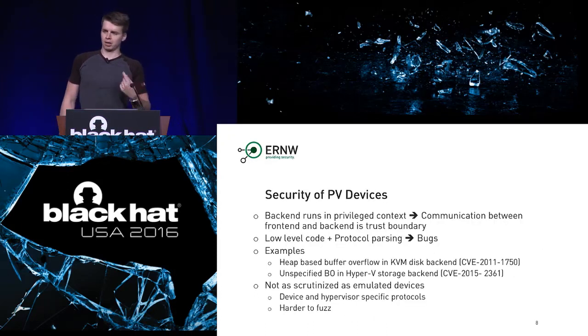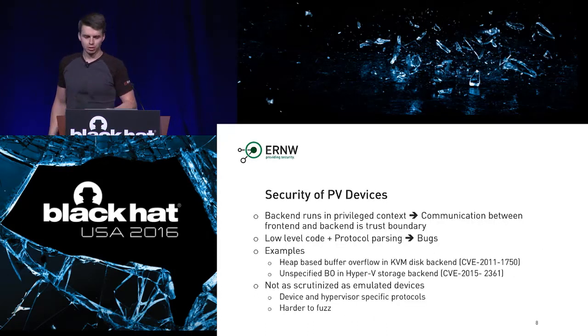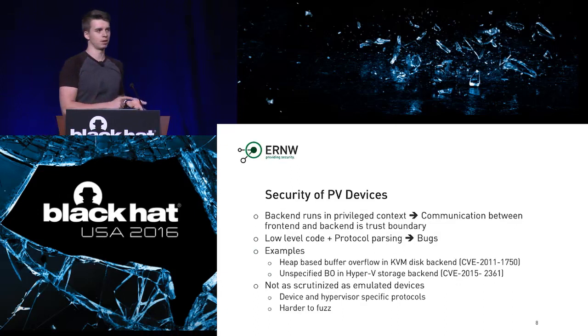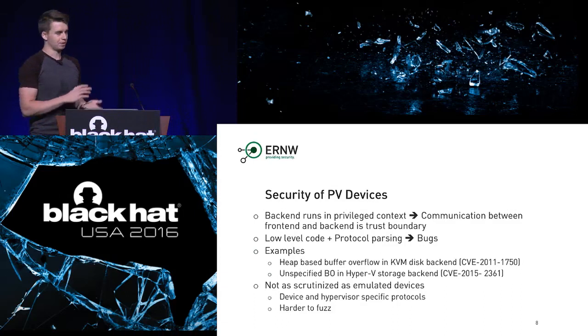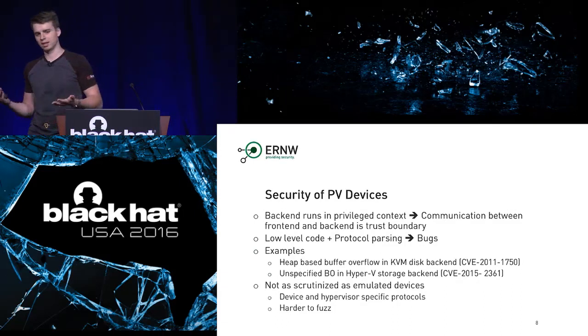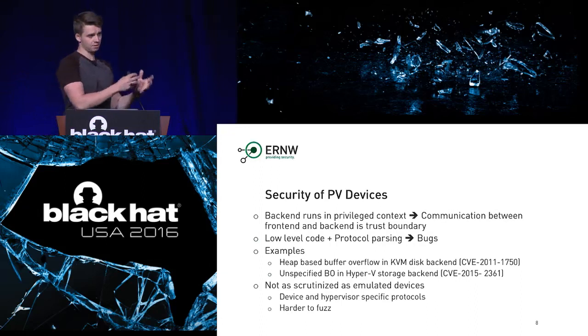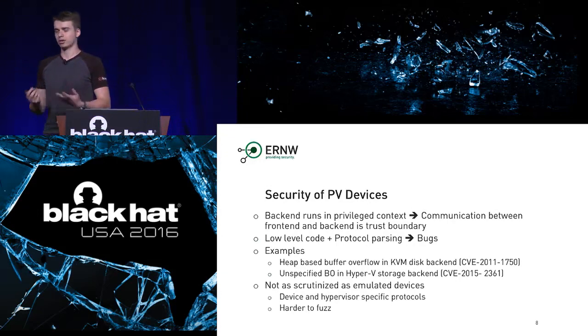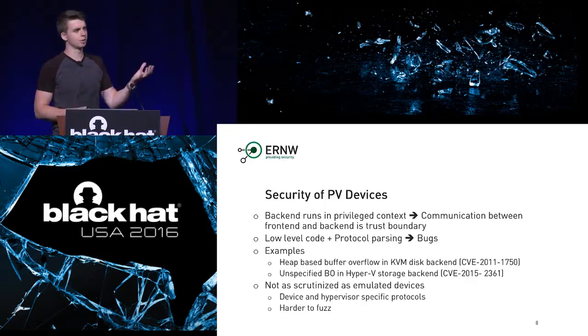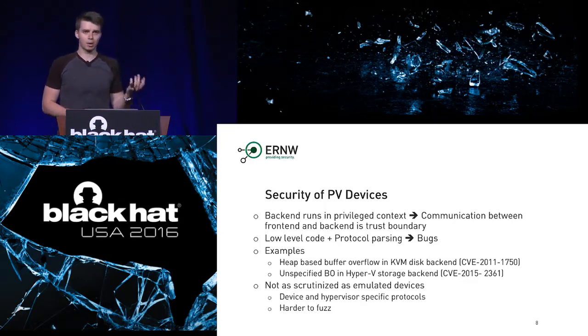Now, if you look at these features from a security perspective, it's a really interesting attack surface because this backend runs in the privileged context. It either runs on the host system or in the management domain. And for Xen or Hyper-V, if you own the management domain, you basically own the whole system. So you're not exploiting the hypervisor itself. Instead, you're trying to exploit the backend that operates in the management domain, and if you get code execution there, it's basically game over. So you have this communication between the front end and the back end, and that's a trust boundary.